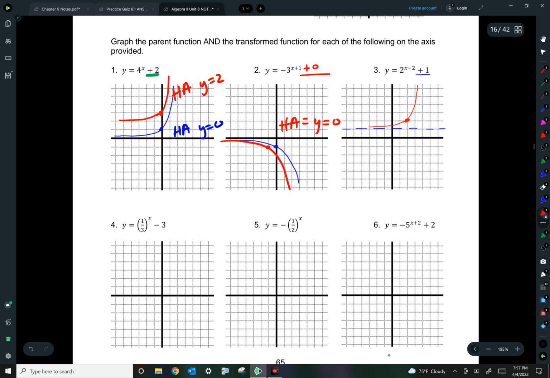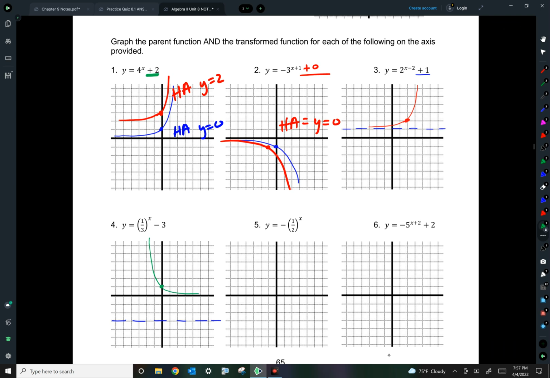Okay, on number 4, where's the horizontal asymptote? Hopefully you're saying at -3. So down here at -3 is my horizontal asymptote. Okay, so on this one, I'm going to draw this in. On this one, remember, yes, it has a y-intercept, but because it's a fraction of 1/3, remember it's coming this direction when it levels off.